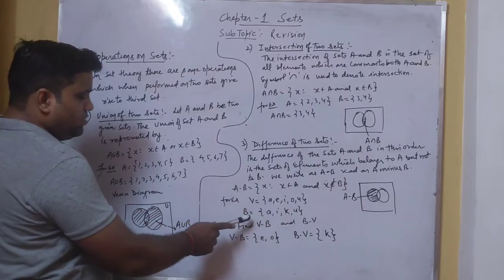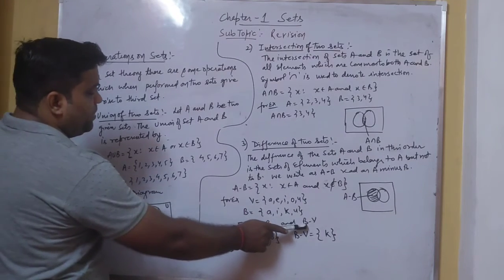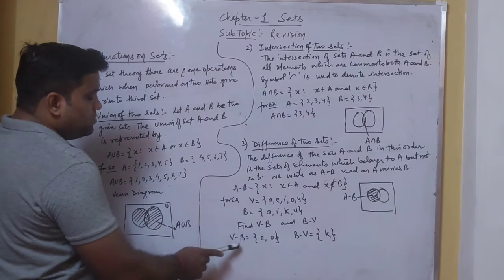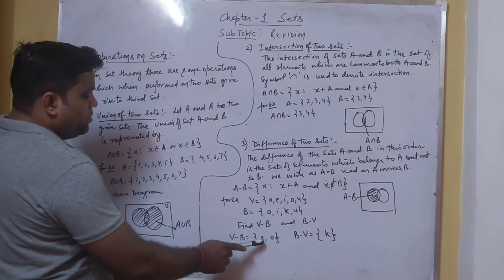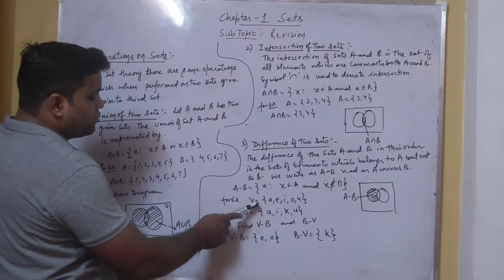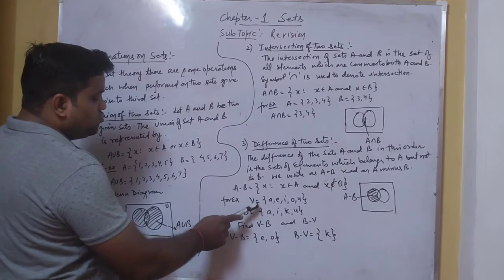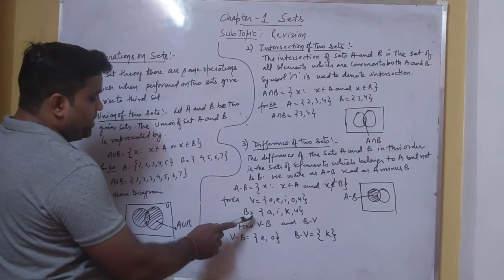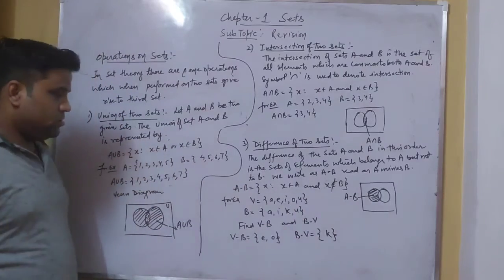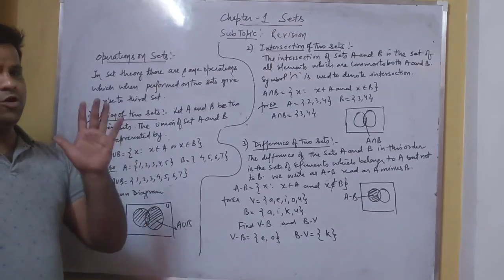So here we have an example. These are the sets. Here we have to find A minus B and B minus A. We can see that A minus B is the set which contains E and O, that is, the set of those elements which belong to A but do not belong to B. Similarly, here we have B minus A. So this is the example for a clear understanding of the operations on sets.